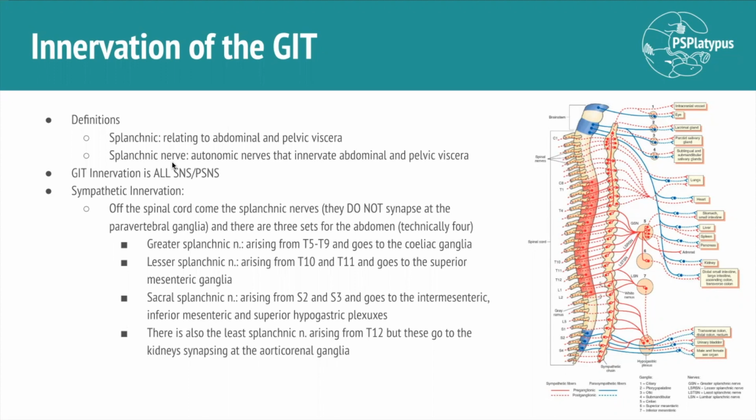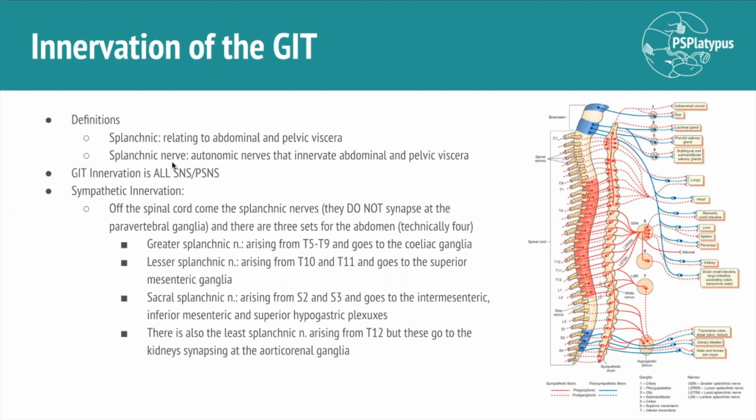Instead, these synapse at specific ganglia that are found around or inside the abdomen. Although technically there are four, when we learn it we focus on three major ones. There is also a fourth one, however that's usually not tested and often not noted. First, we have the splanchnic nerve arising from T5 to T9, and this goes all the way and synapses on the celiac ganglia, where postsynaptic fibers then act on the organ.